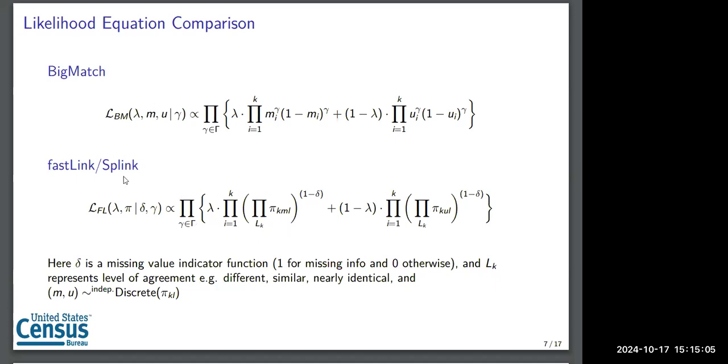The other distinction between BigMatch and Splink is this delta in the exponent. That delta is a missing value indicator that takes on a 1 if there's missingness in that matching attribute, and 0 otherwise. To relate it back to BigMatch, when we're doing record linkage with BigMatch, we have to manually specify, if there's missingness in that matching attribute, whether we should give a full disagreement weight to that component's contribution to the match score, or a 0 weight. So it's a technician's decision to handle missingness in given matching attributes, whereas fastLink and Splink handle that with this delta term.